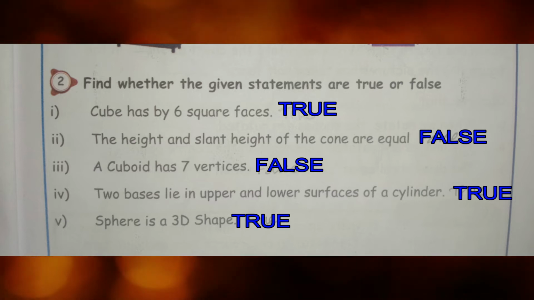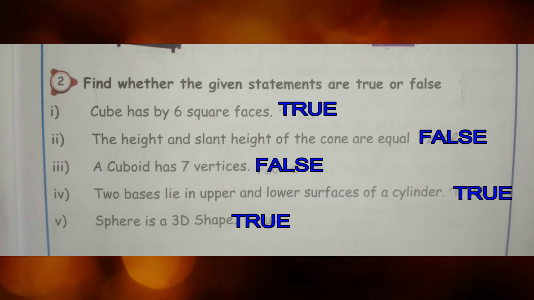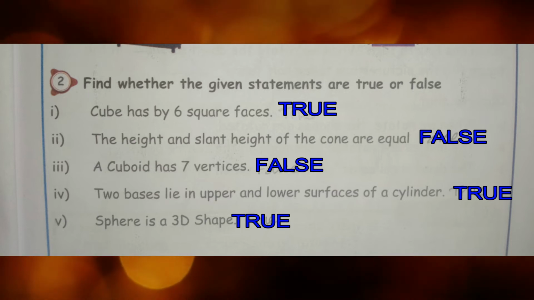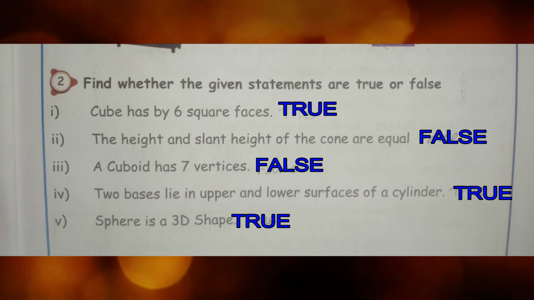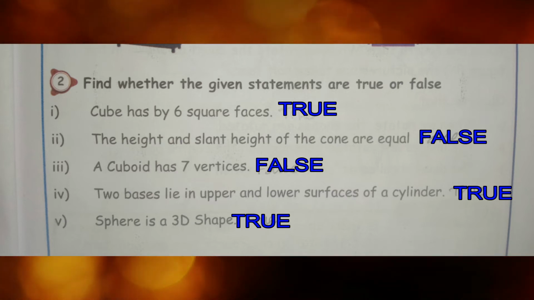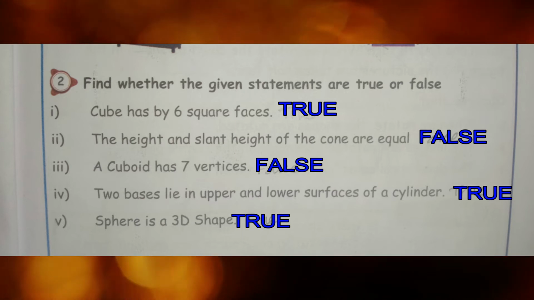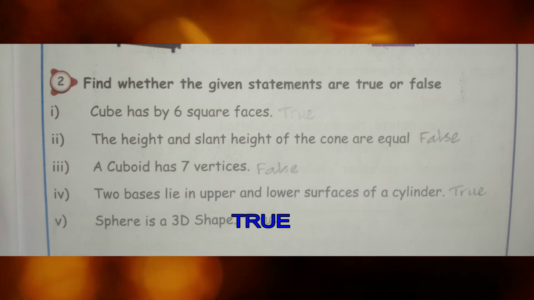A cuboid has 7 vertices. It is a false statement. A cuboid has 8 vertices is the correct statement. So the answer is false. 2 bases lie in upper and lower surfaces of a cylinder. It is true. Sphere is a 3D shape and it is also true.